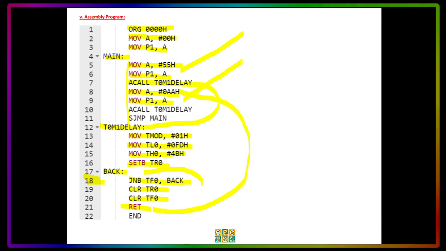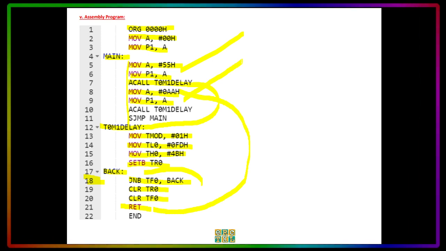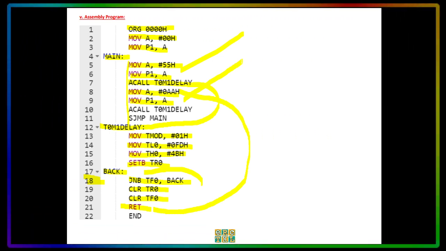So AA means 10101010 in binary. In other words, our P1 will become 0101, 0101, and then it will be toggling, it will toggle to 1010, 1010. And then there will be again a delay.